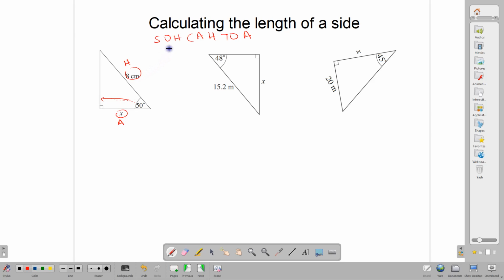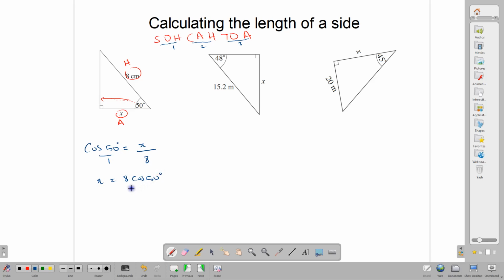Now we say which of these three ratios have that combination of adjacent and hypotenuse. This one has adjacent and hypotenuse. So that tells us we're going to use cosine. So we write it down. The cosine of the angle 50 is equal to the adjacent side, which is x, divided by the hypotenuse, which is 8. Once you write that down, it's simply a matter of cross multiplying. So we have x is equal to 8 times the cosine of 50 degrees.